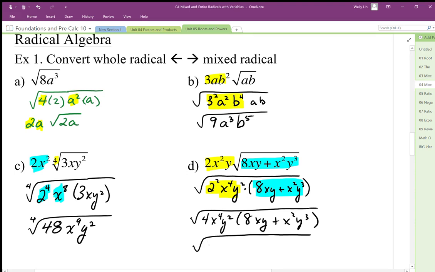So we end up with 32, 4 times 8, x to the 4 times x, y squared times y, plus, I'm going to distribute here, 4 times 1 is 4, x to the 4 times x squared is x to the 6, y squared times y cubed is y to the power 5. And notice I have to retain the binomial.